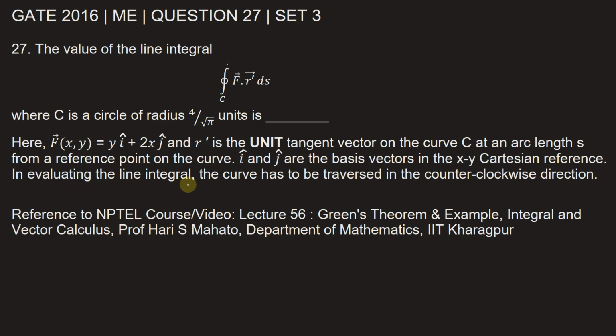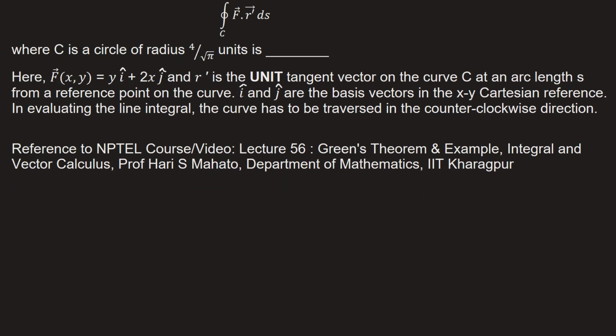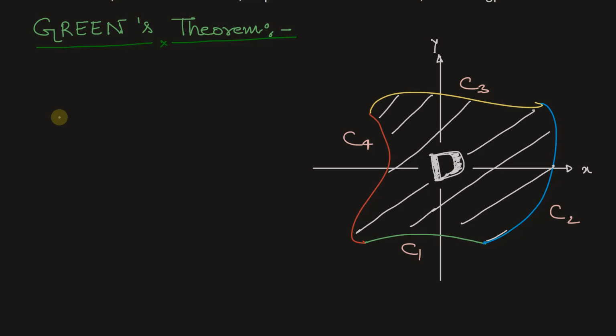In evaluating the line integral, the curve has to be traversed in the counterclockwise direction. So this integral can be evaluated very easily using Green's theorem. Let's understand what Green's theorem is. In vector calculus, Green's theorem relates a line integral around a simple closed curve C, which is composed here of C1, C2, C3 and C4, to a double integral over the plane region D.